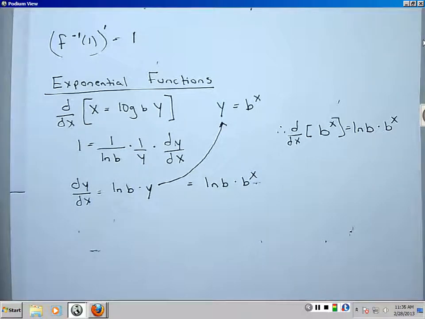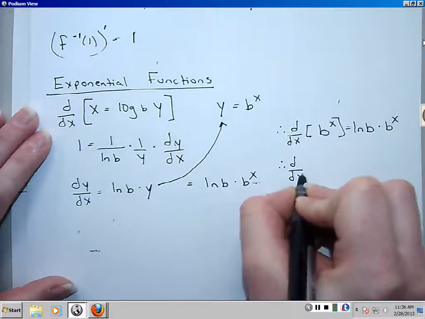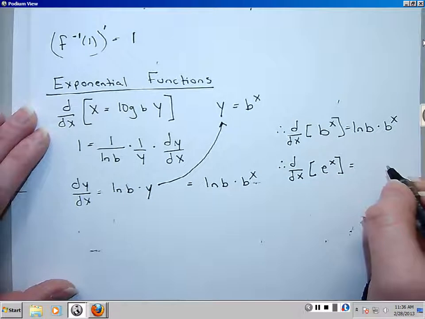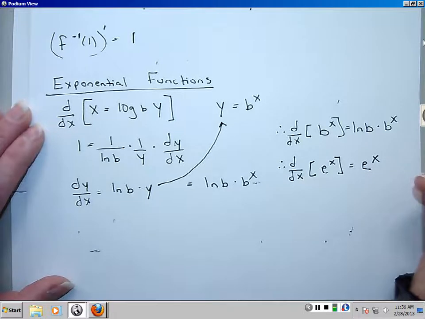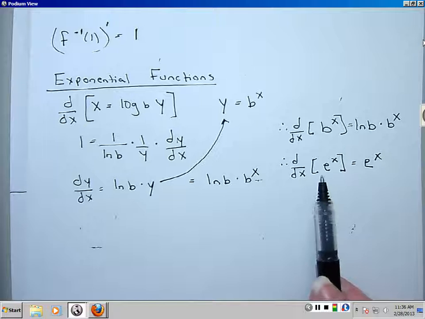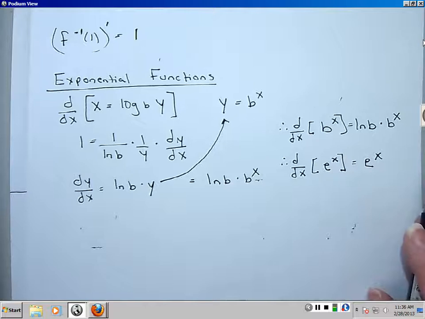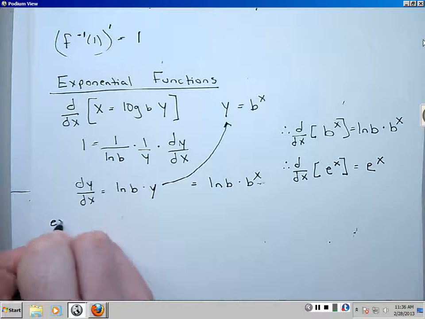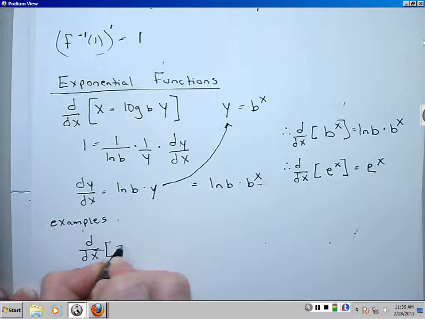So let's look at what the derivative of e to the x would be. What's ln of e? ln of e is 1. So it turns out here this is just e to the x. So this is just another point where we can favor ln of x and e to the x over any other base. But now that we know this, we can use it. So let's look at some examples. What is the derivative with respect to x of 2 to the x?